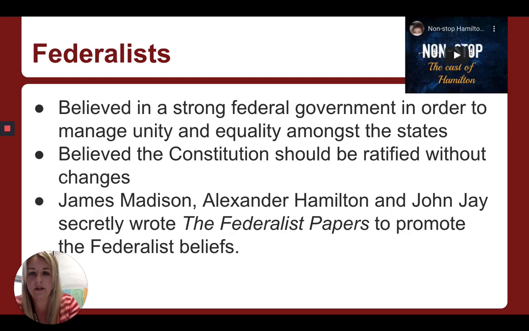The Federalists are going to believe in a strong federal government, right? They want that authority within the national government to manage and bring unity and equality amongst the states. They believed that the Constitution should be ratified as it was, straight up as it was. And some very popular Federalists, at least early on, were James Madison, Alexander Hamilton, and John Jay. And these guys actually took it upon themselves to write a series of essays called the Federalist Papers, where they're going to promote the Constitution, specifically in New York, where they're trying to get the state of New York to agree to this new plan.